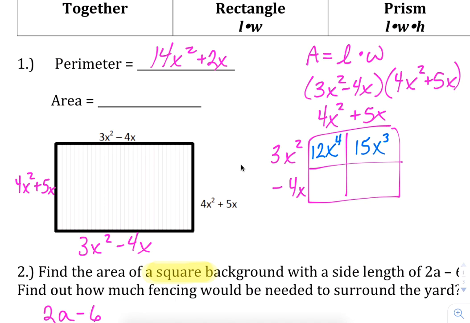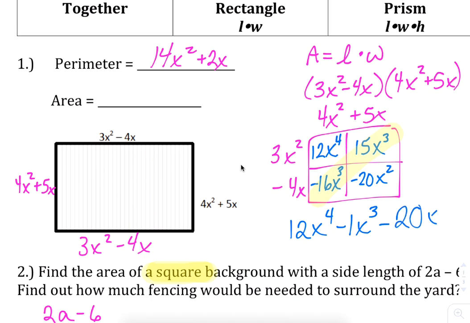Negative 4 times 4 is a negative 16. An x and x squared makes x to the 3rd power. Negative 4 times 5 is a negative 20. An x times an x is an x squared. We've already talked about several times this year that we're going to combine any like terms and order them highest degree first. So my final answer for area is going to be 12 x to the 4th. Negative 16 plus 15 is a negative 1 x to the 3rd. And then minus 20 x squared.